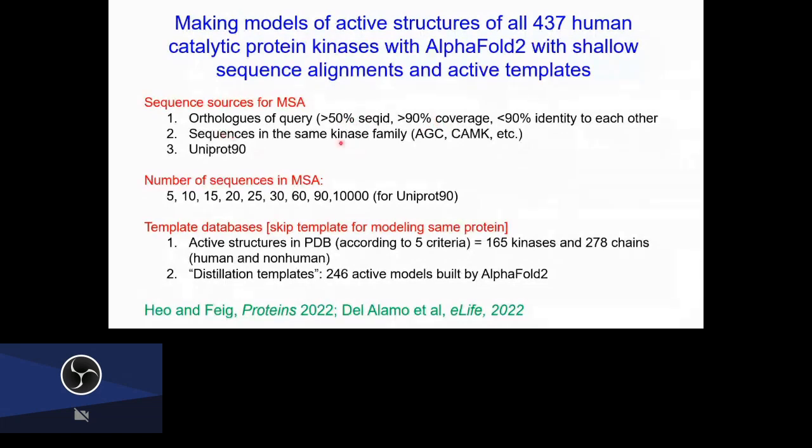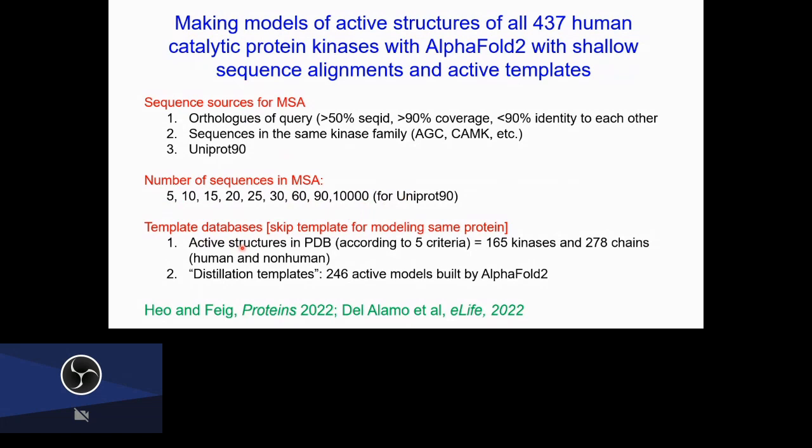We also use sequences in the same kinase family. That is, for modeling an AGC kinase, we're going to use just all the AGC human kinases of 60 or so kinases. And then we also ran UniProt 90 just as a comparison. And then the number of sequences in the MSA, we tried everything from 5, 10, 15, 20, up to 90, and then 10,000 means just using AlphaFold in its default method.